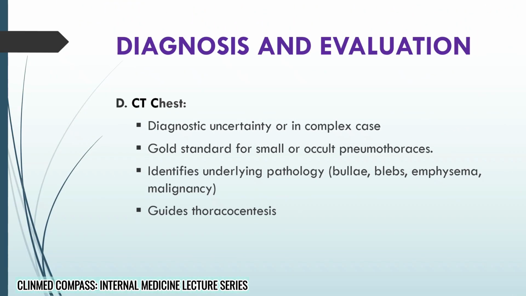The CT scan of the chest is useful in cases of diagnostic uncertainty or in complex cases. It is said to be the gold standard in complex or occult cases of pneumothorax. It helps to confirm small pneumothoraces, identifying underlying causes of pneumothorax like bullae, blebs, malignancy. It also guides procedures like thoracocentesis.